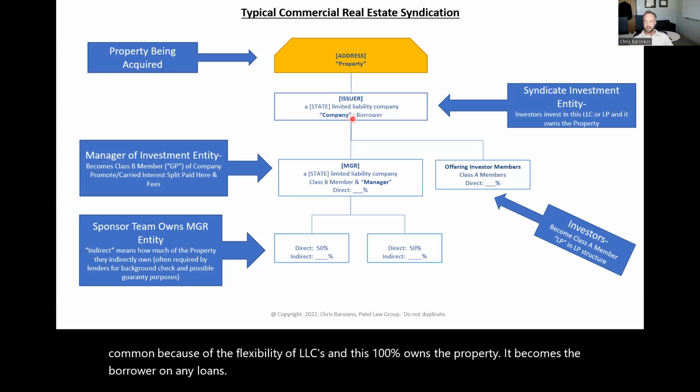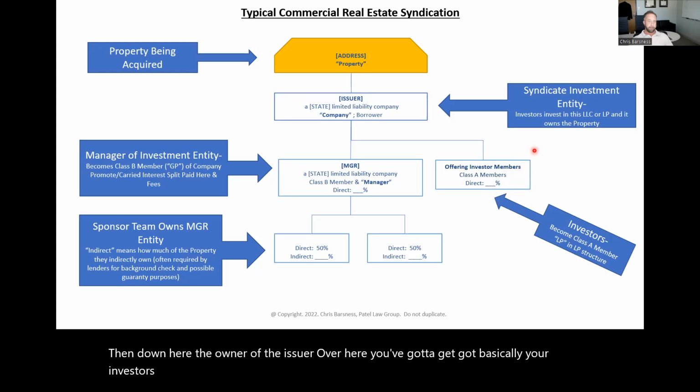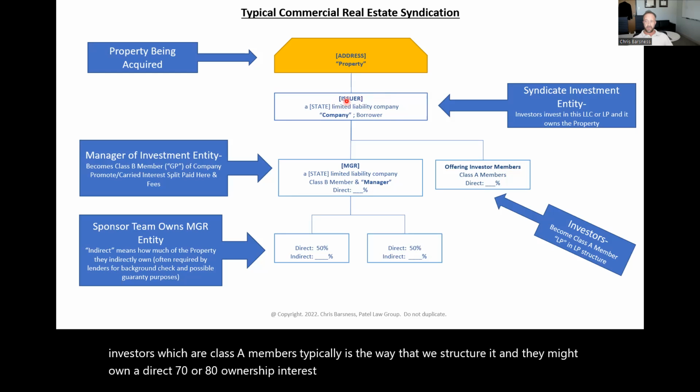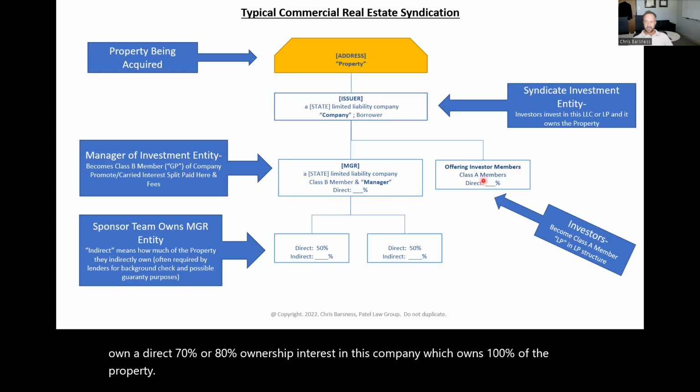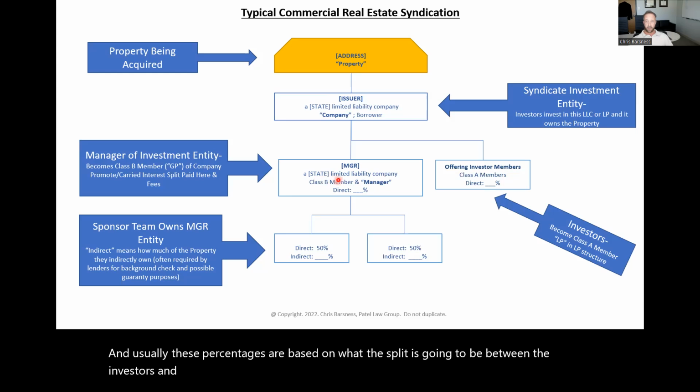Then down here, the owner of the issuer. Over here, you've got basically your investors, which are Class A members, typically is the way that we structure it. And they might own a direct 70% or 80% ownership interest in this company, which owns 100% of the property. And usually these percentages are based on what the split is going to be between the investors and the sponsor or manager of the deal.